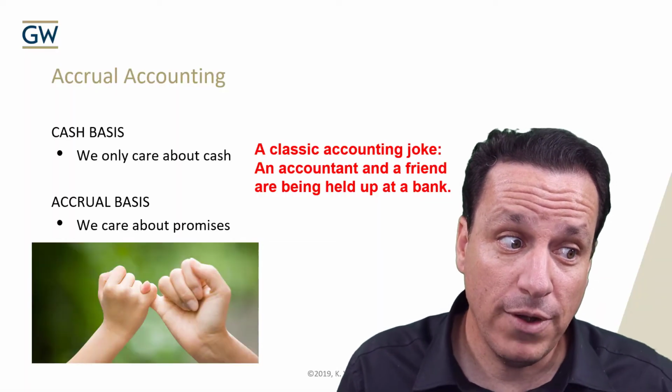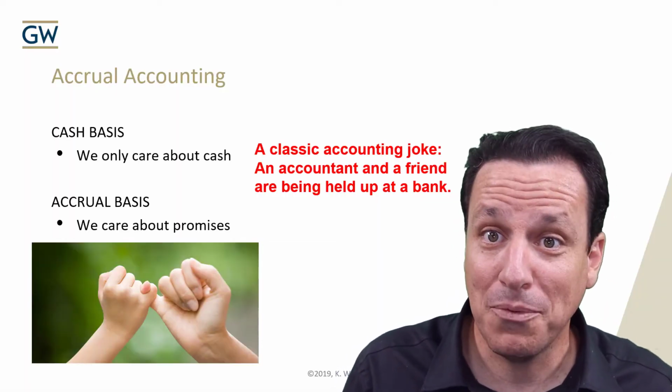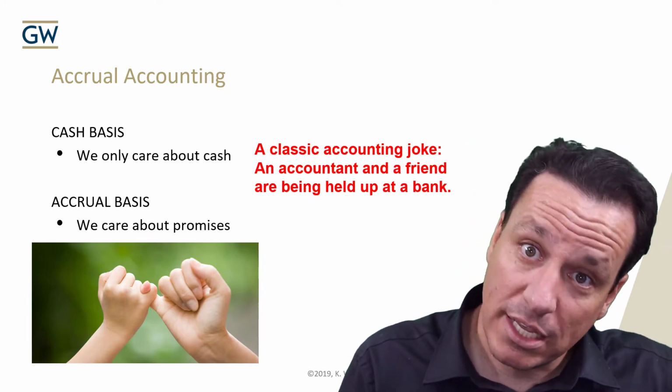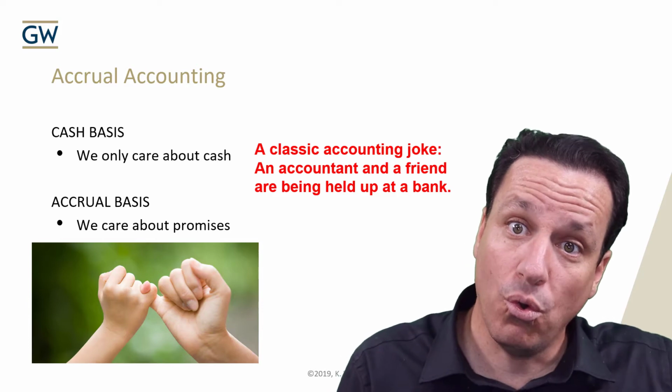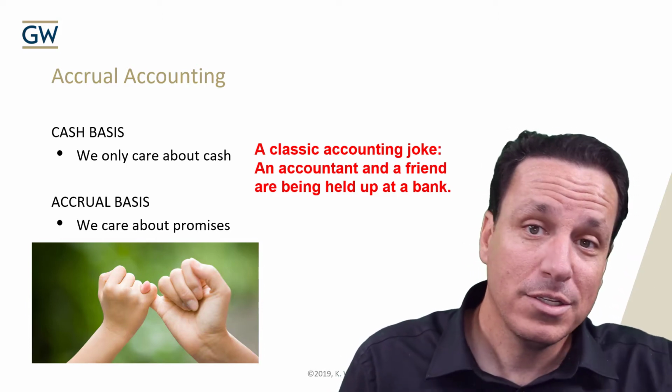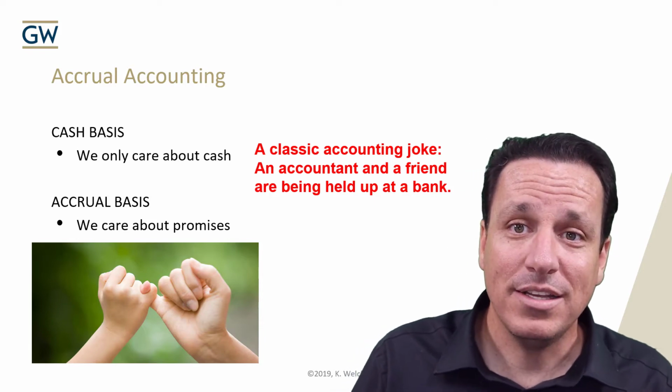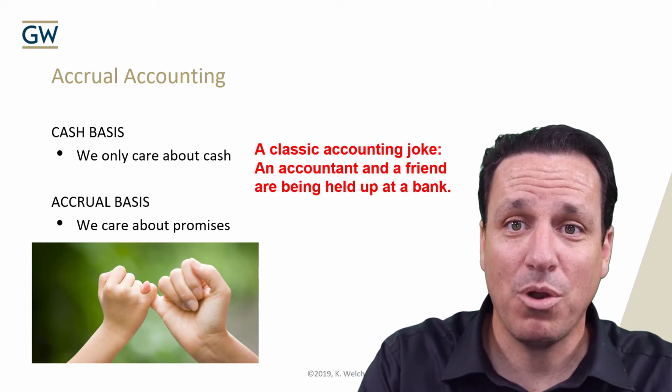If you understand that joke, then you understand accrual accounting. The friend is paying back his friend $50 right before he gets robbed so that he can balance the account and show that he's paid him back because he has this accrual that he needs to pay off. All right. So that's the nature of accrual accounting. Accrual accounting is essentially accounting for the economics of these promises that are owed.